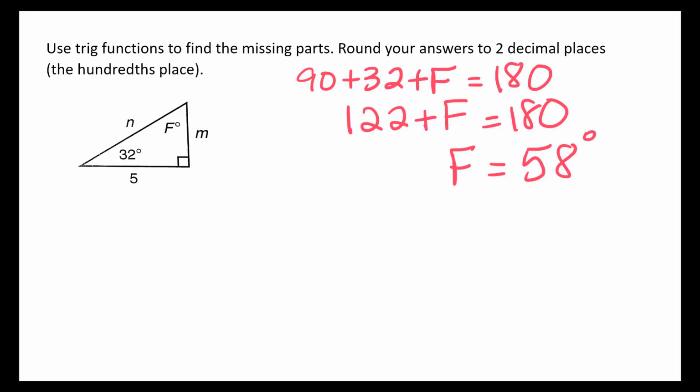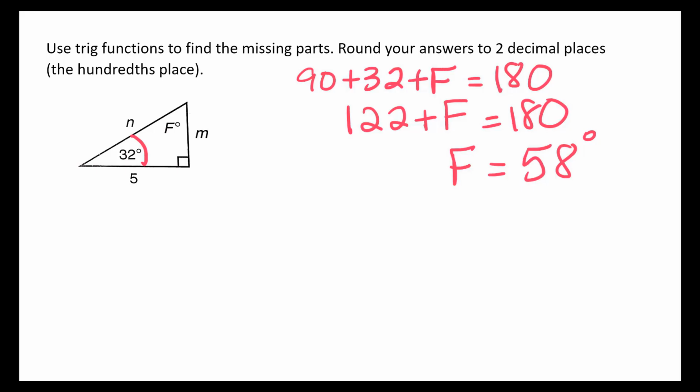But I want to find it using trig functions, but it will equal the same thing. But the reason I want to do that is because you also need to know how to use your inverse trig functions. All right, so let's start out using angle 32 degrees here and find m and n.